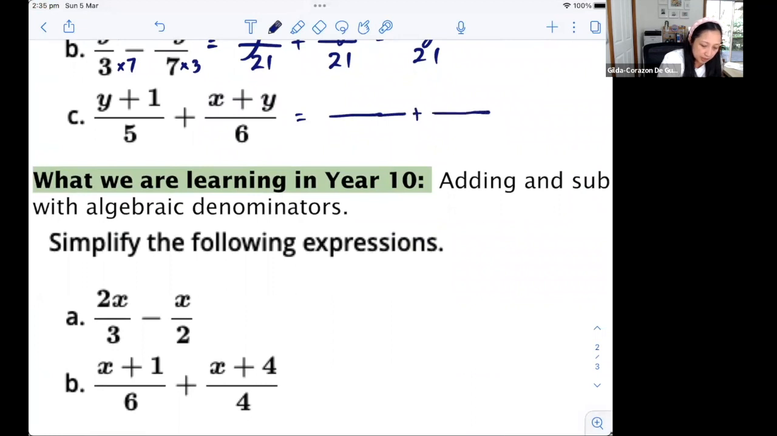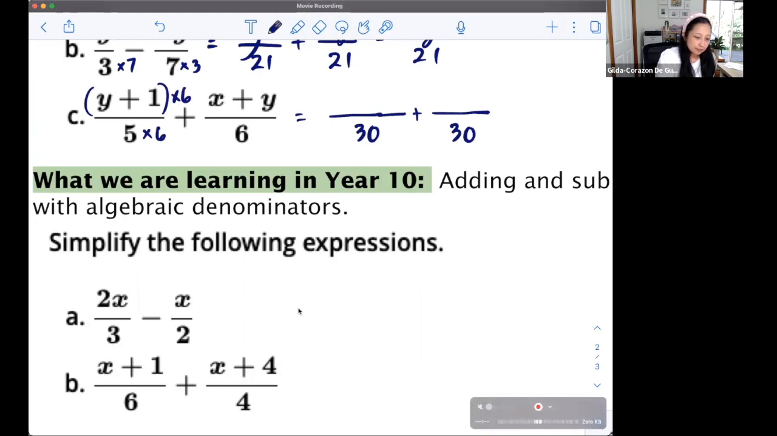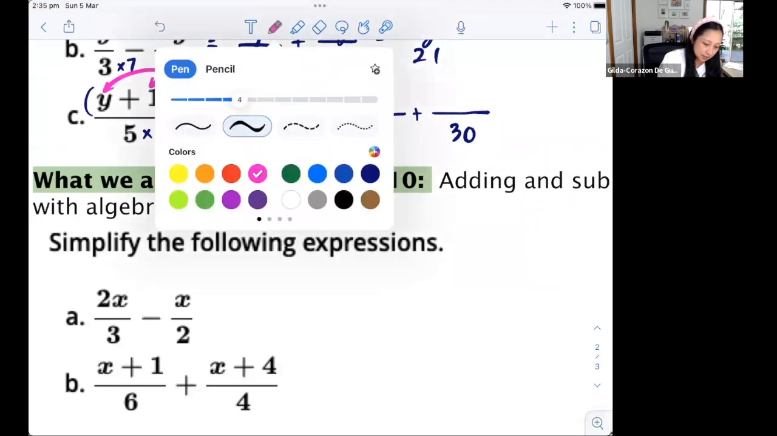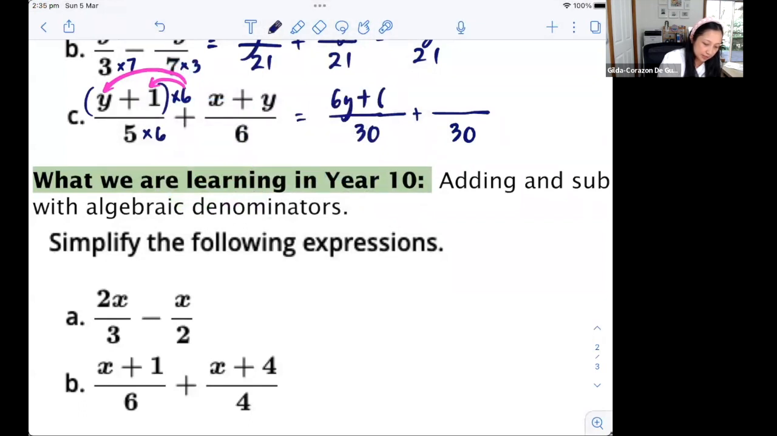We want to come up with the least common multiple. What's the least common multiple of 5 and 6? It would be 30, right? So then, what did we multiply to 5 to get 30? That's 6. We multiply this whole thing here by 6 as well. So remember your distributive law. You've got 6 times y, and 6 multiplied by 6, right? So then that becomes 6y plus 6. And the same thing with the second one. What did we multiply to 6 to get 30? That's 5. We multiply this bit by 5, right?